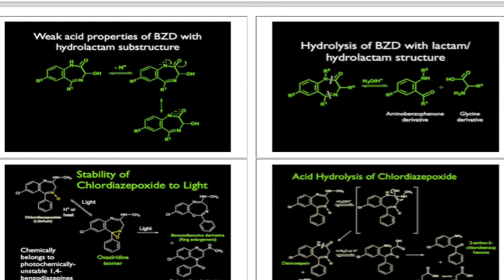So those are the three learning outcomes for anxiolytics, sedatives, and hypnotics. We mainly focus on the barbiturates and also benzodiazepines, and we touch also upon chloral hydrate.